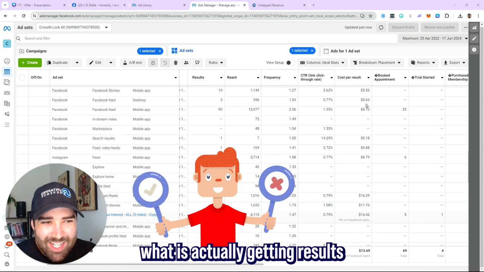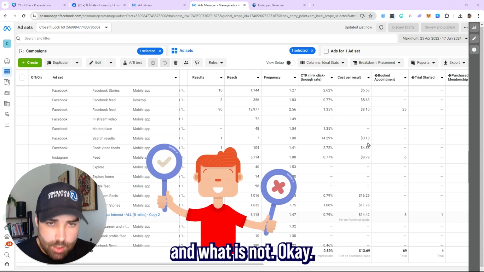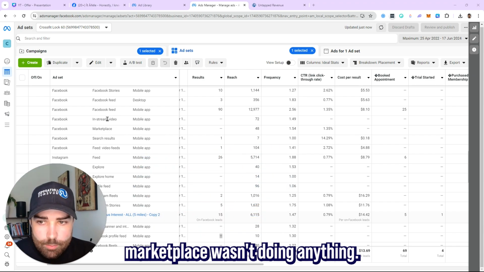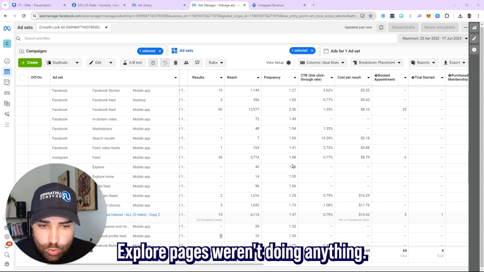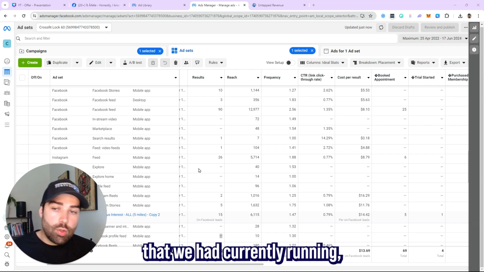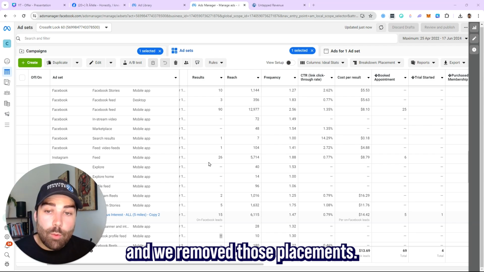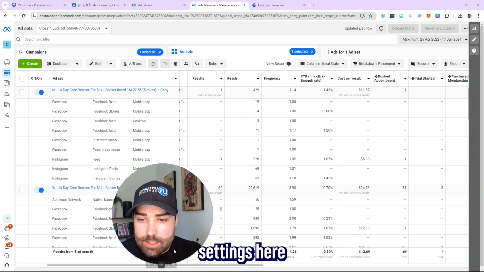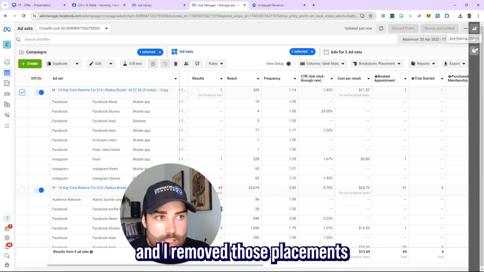And so what I'm looking at is what is actually getting results and what is not. Okay. And so by looking at this, I could see in-stream videos, marketplace wasn't doing anything, explore pages weren't doing anything. And so in the ad set that we had currently running, we went back to it and we removed those placements.